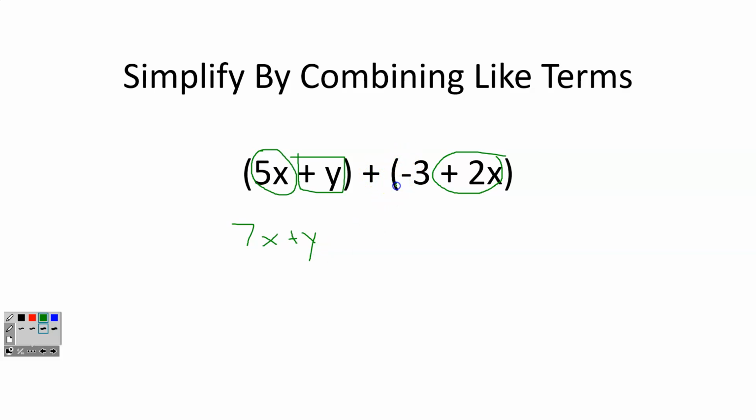And I see a -3. It doesn't have a variable, nothing else does, so I can't combine it with anything. So I'm going to plus the -3.